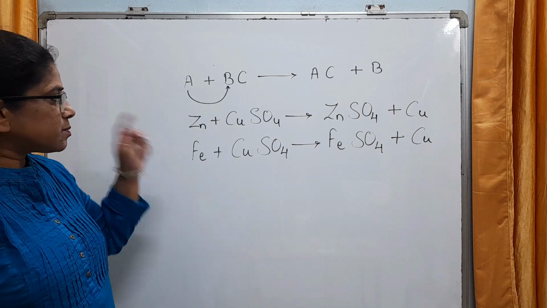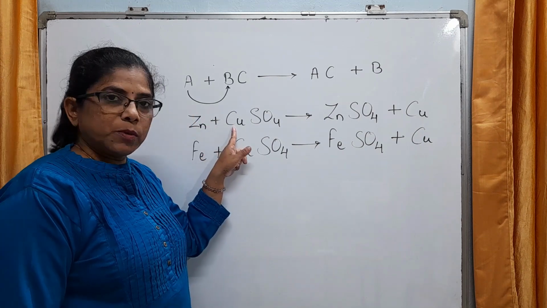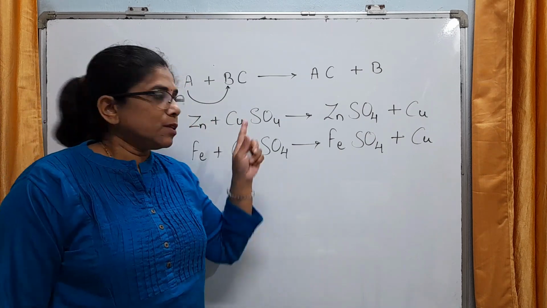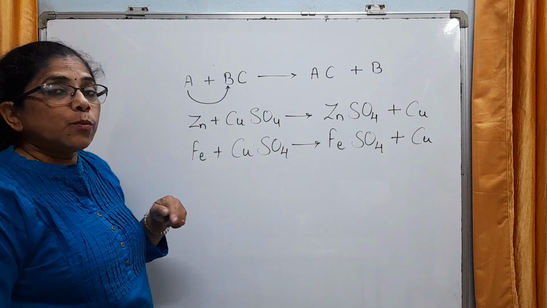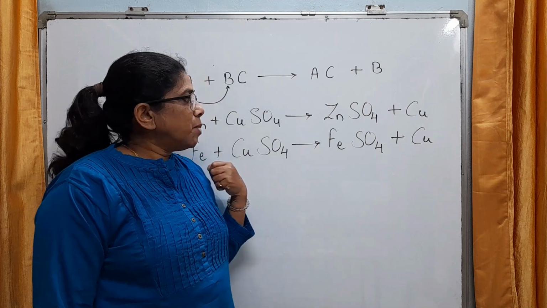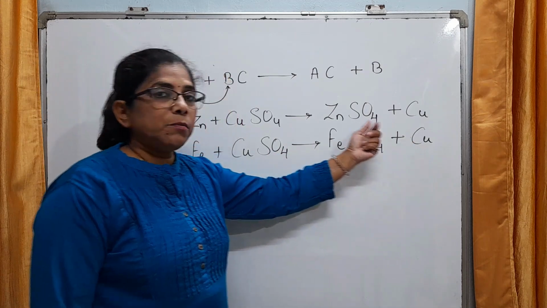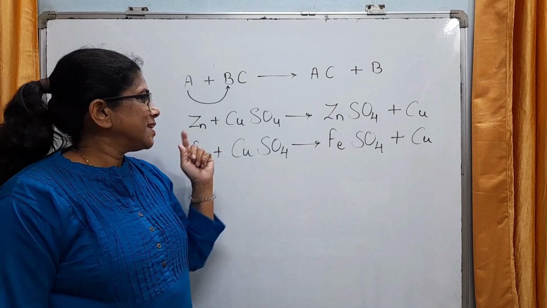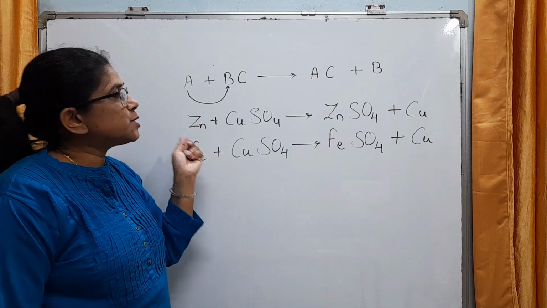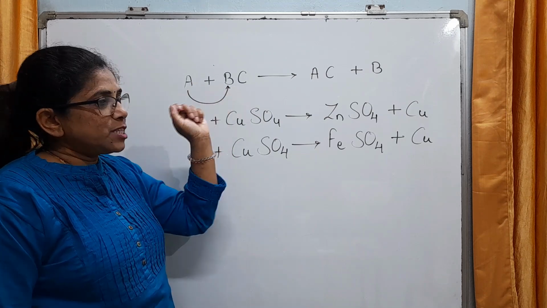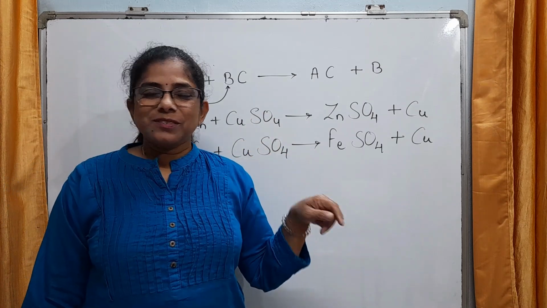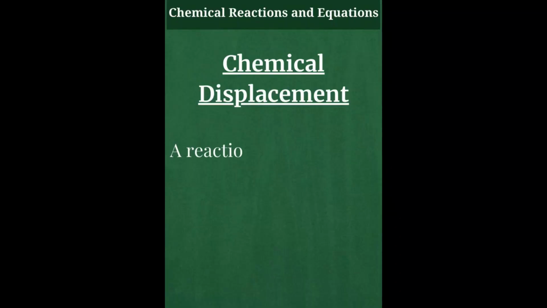So here, zinc will displace copper because copper is less reactive than zinc, or we can say zinc is more active than copper. Even in this case, iron is more active than copper, so iron displaces copper from its compound. But here, copper will not be able to displace iron. Why? Because iron is more active. So here, one active element displaces the less active element from its compound. Such reactions are called displacement reactions, chemical displacement reactions.